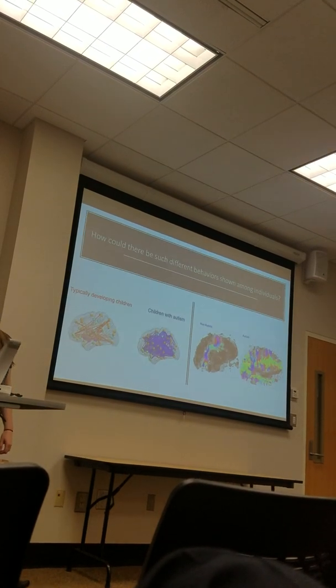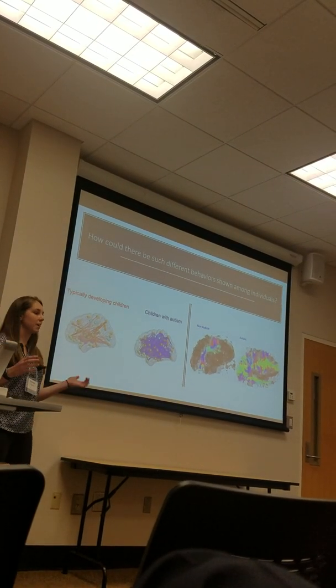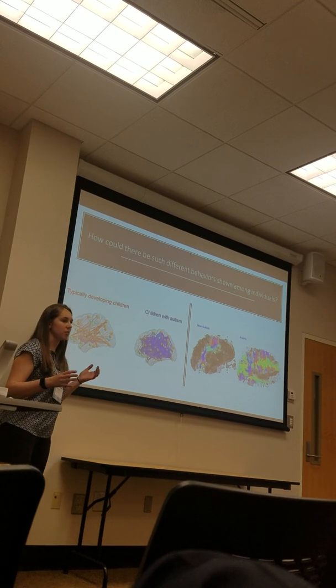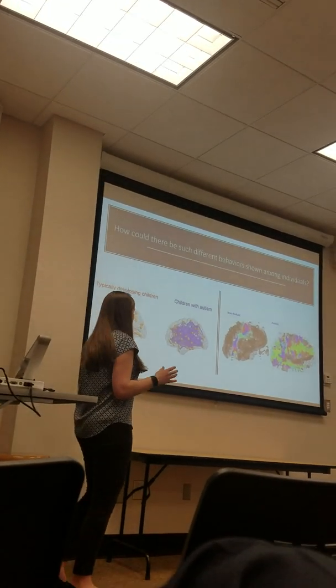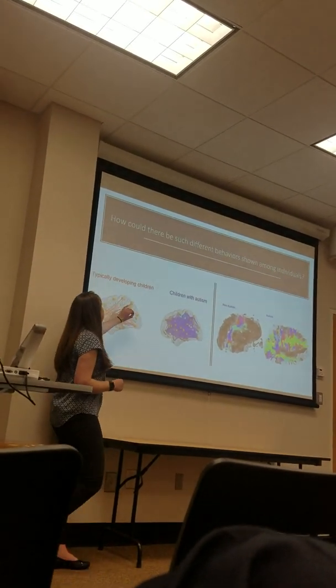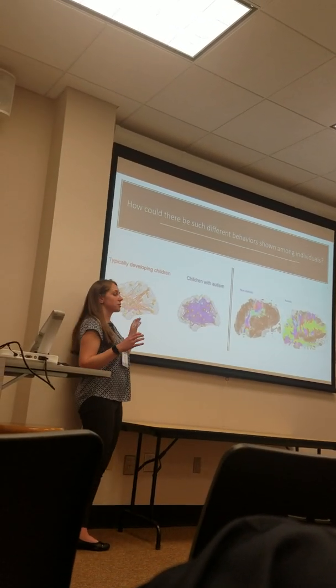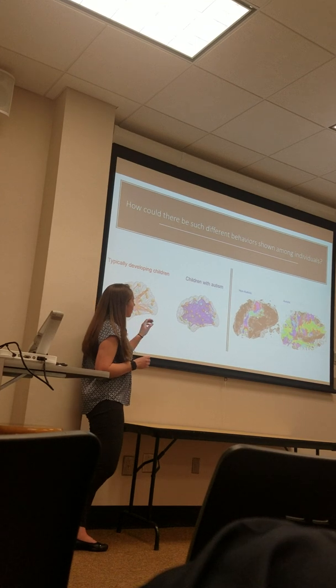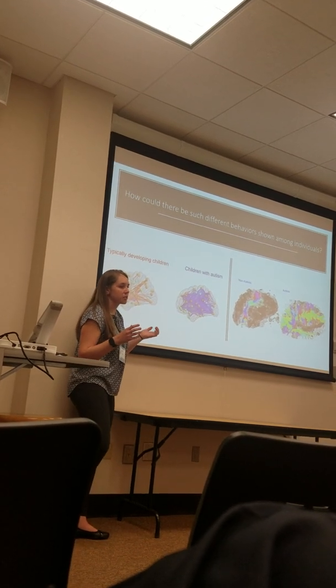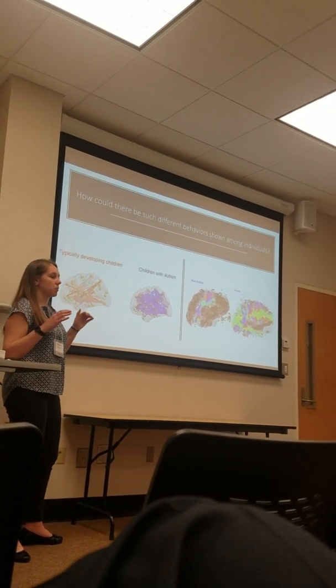So many of you are probably wondering, why are all these different behaviors happening to so many different stimuli? How is this all possible? Well, to answer that, you can look at this figure right here, where it shows a typical developing child. They have a normal amount of connections in the brain, whereas a child with autism has an abundant amount of connections going to completely different parts of the brain.